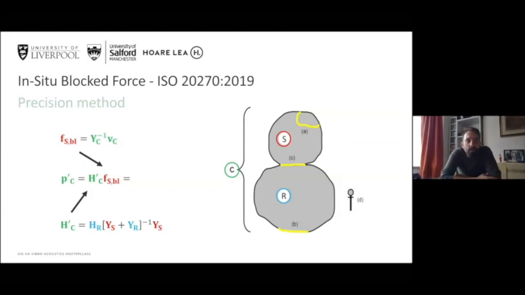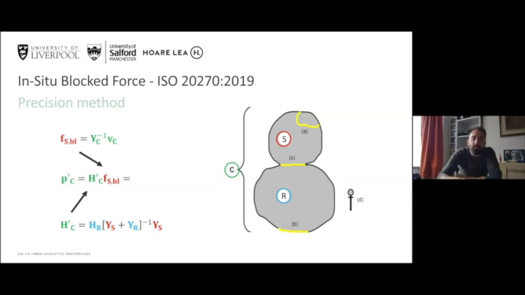The in situ block force method, ISO 20270:2019, was standardized last year. It comes from work which I did during my PhD. I started my PhD in 2005 and completed it in 2009. And for the last 10 years, I've spent improving the method and getting better and better results.